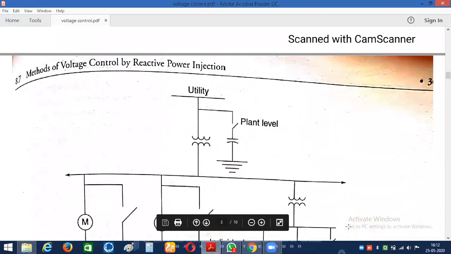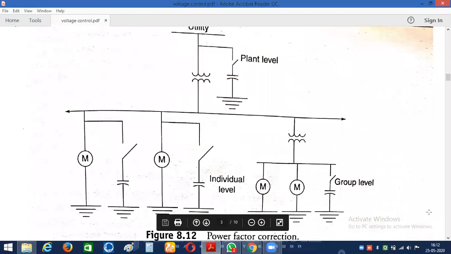Now let me show the simple diagram showing how the capacitor banks are connected in the practical power system network. Here, this is the bus, and there are different loads connected. Here M represents the motor. As we already know, the motor has a high lagging power factor.